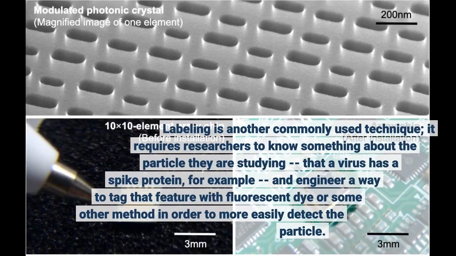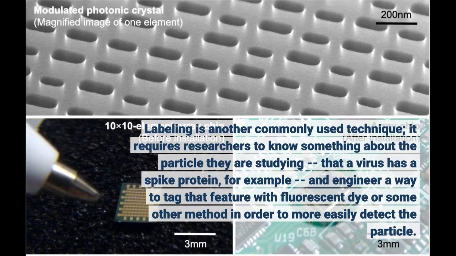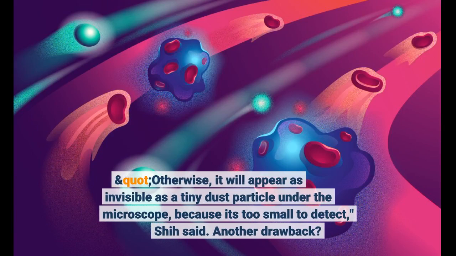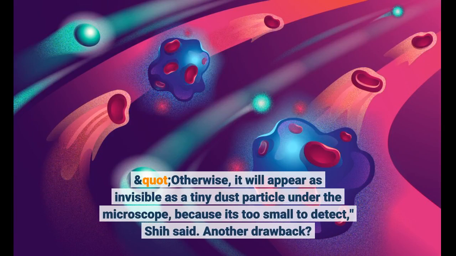Labeling is another commonly used technique. It requires researchers to know something about the particle they are studying, that a virus has a spike protein, for example, and engineer a way to tag that feature with fluorescent dye or some other method in order to more easily detect the particle. Otherwise, it will appear as invisible as a tiny dust particle under the microscope, because it's too small to detect, she said.